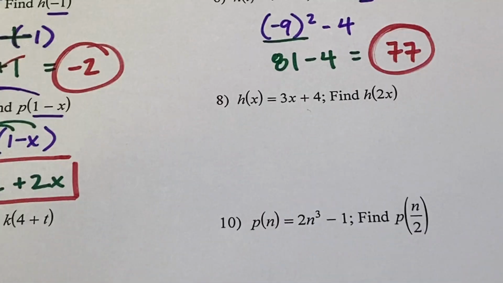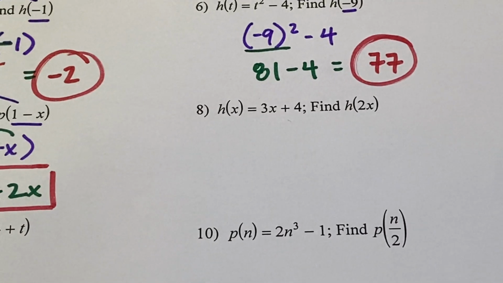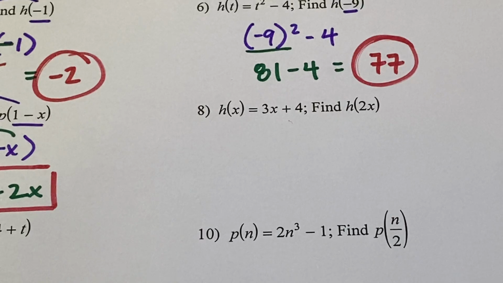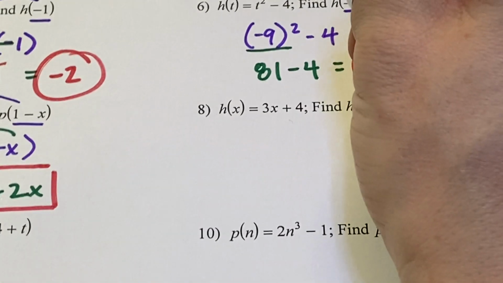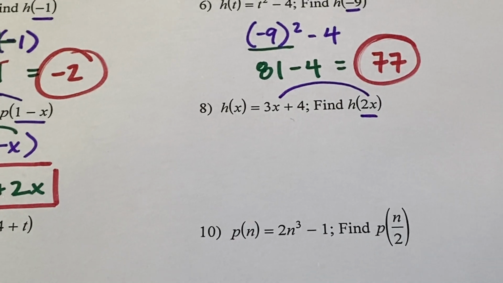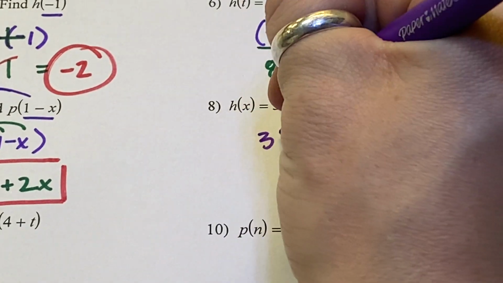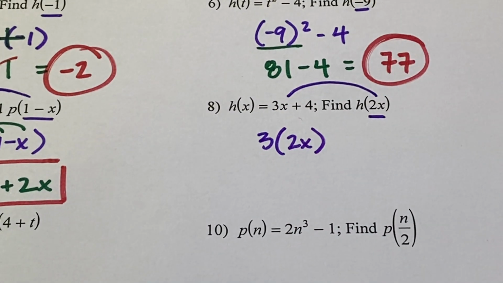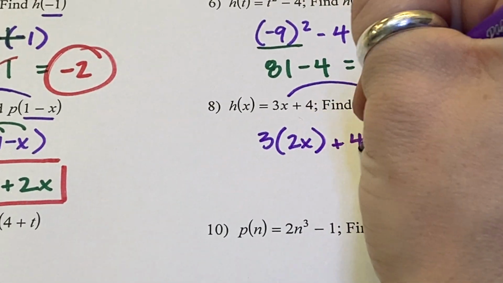Alrighty, let's go ahead, look at number 8. What am I replacing my x with? 2x. Okay, so we're gonna take that 2x, and we're gonna plug it in everywhere we see an x. Just one spot right there. So now I have 3 times x. Well, now it's 3 times 2x. Replace that x with 2x. Plus 4.